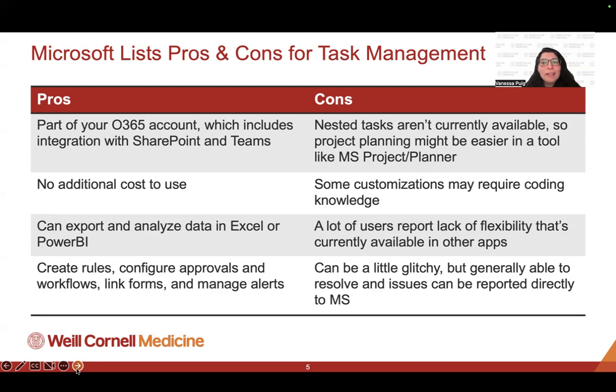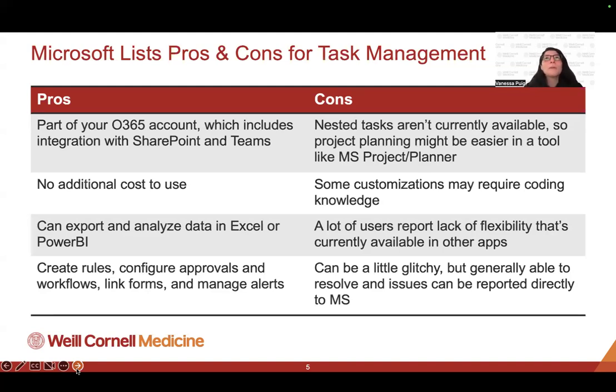Some users report a lack of flexibility that's currently available in other apps. There are a ton of task management apps. You may have heard of things like Jira or Monday.com. And those have been around for quite a while, and they might be a little bit more robust. Lists actually came out in mid 2020, so it's relatively new, and Microsoft has made changes to how it's working, and I suspect it will continue to make changes to make the app more user friendly, more robust, what have you in the future. And so because of those changes, it can be slightly glitchy sometimes.